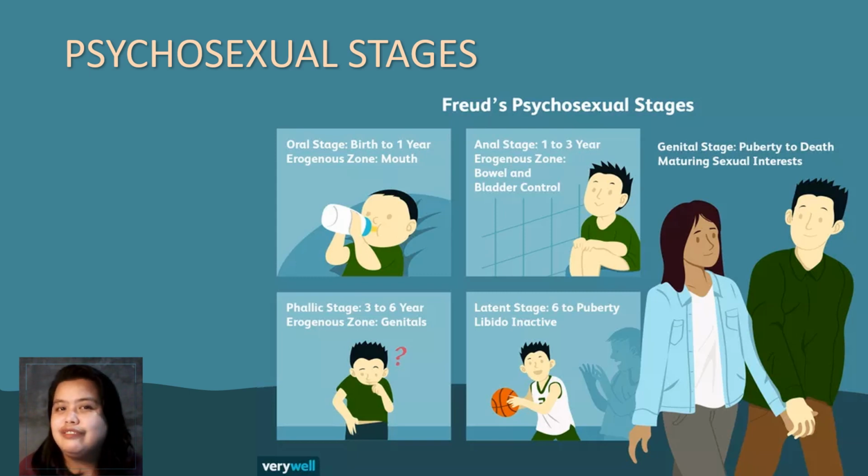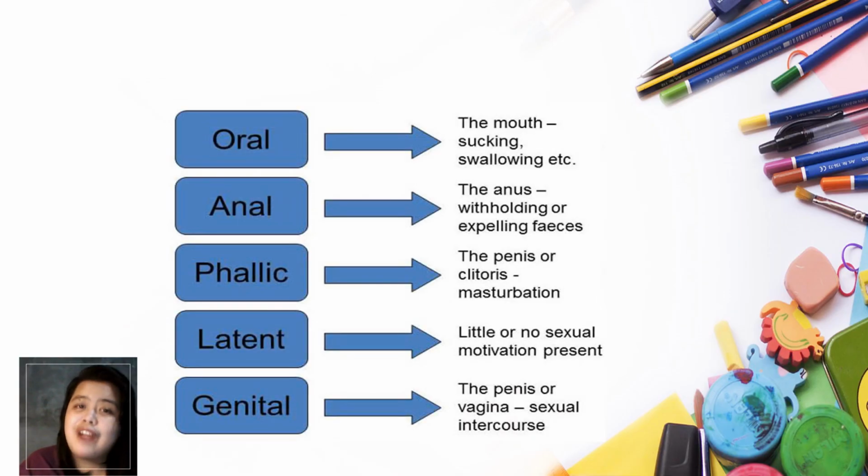Hindi siya active. And lastly, we have the genital stage, puberty, until mamatay tayo. Okay, ito na kung kailan nagmamature yung sexual interest natin. Again, there are 5 psychosexual stages: the oral, anal, phallic, latent, and genital.